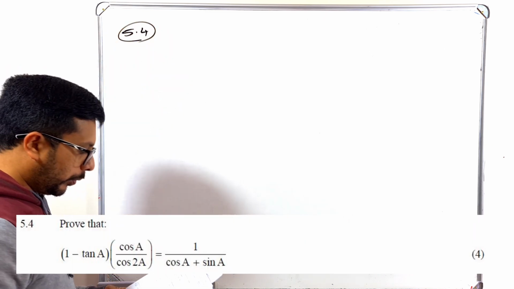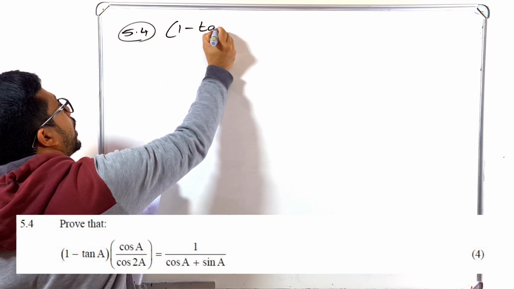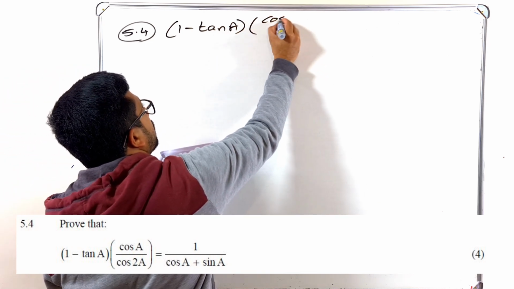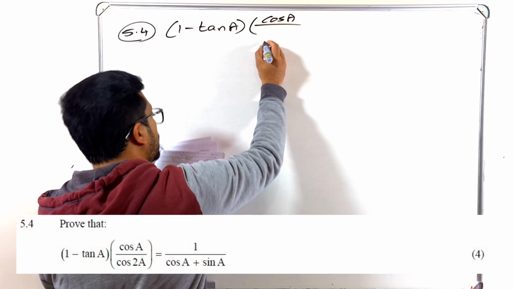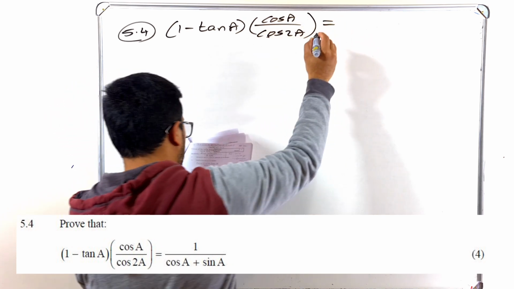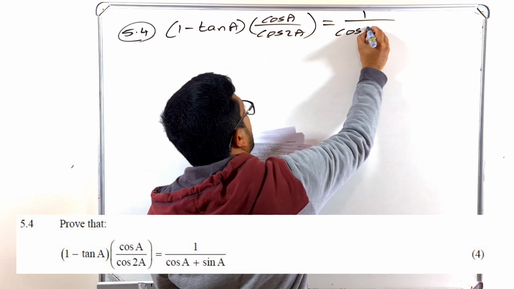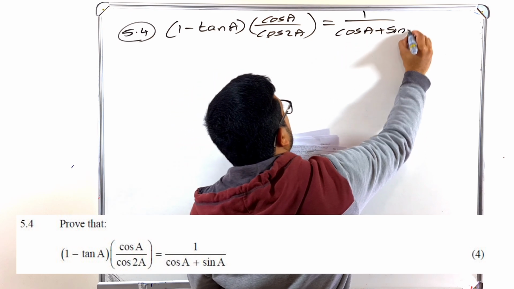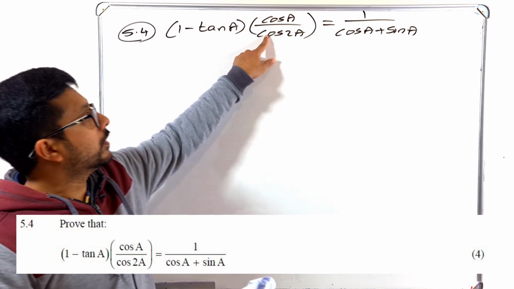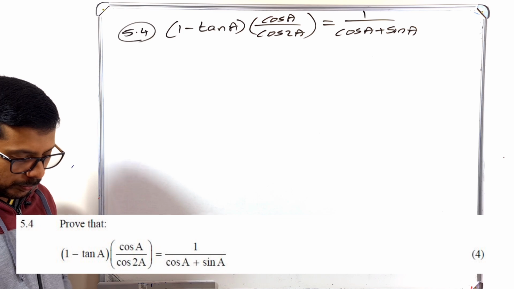What is that question? Prove that (1 minus tan A) into cos A, divided by cos 2A, is equal to 1 by (cos A plus sin A). You have to prove that this left hand side is equal to right hand side. Okay, so how can we prove this one?